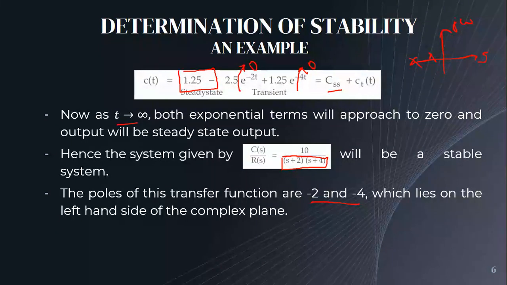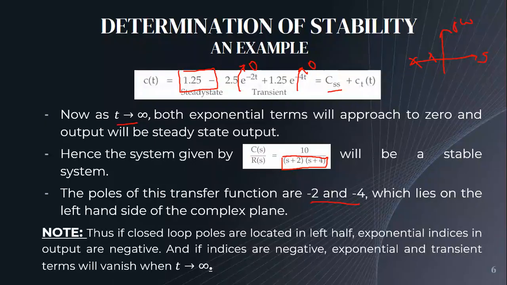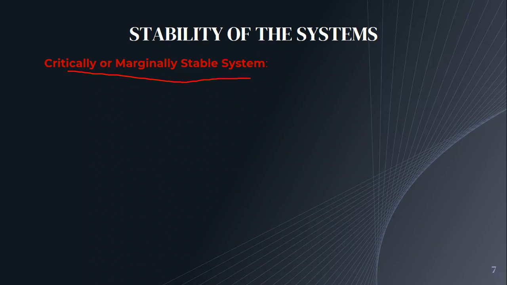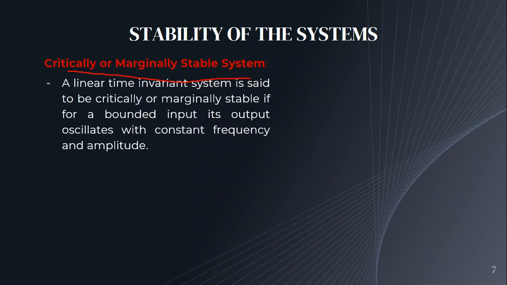That's why, when the poles are on the left hand side of the S plane, the system becomes stable, or else it is unstable, right? Now I will define some of the terms like critically and marginally stable system. What do we mean by critically and marginally stable system?